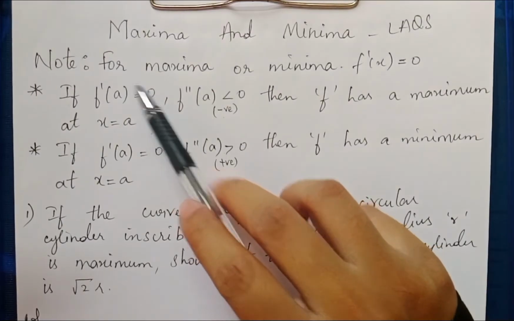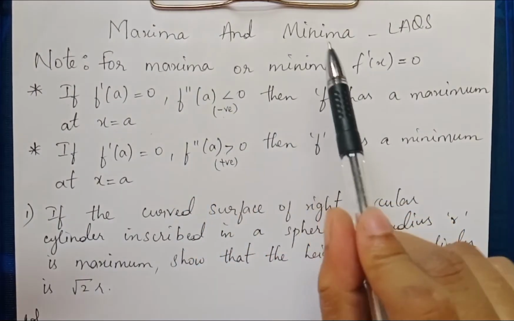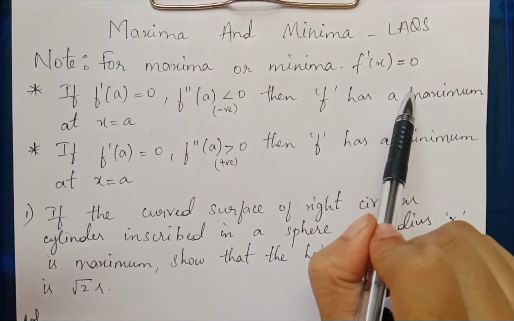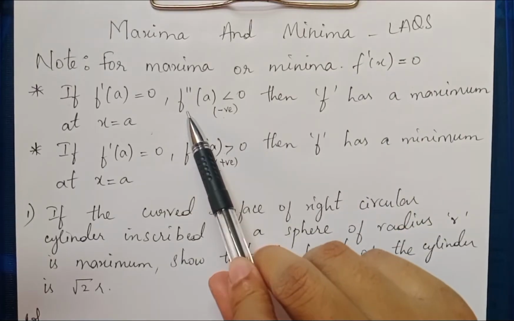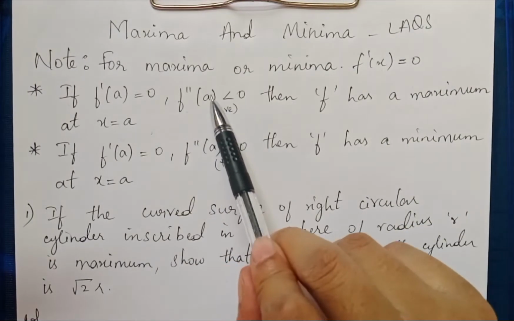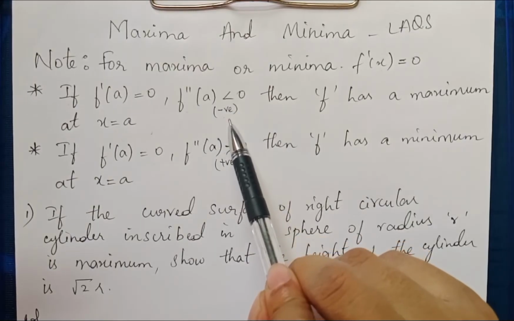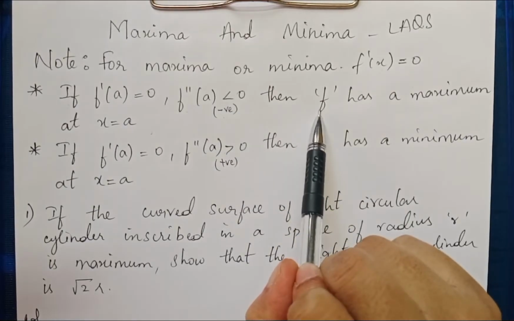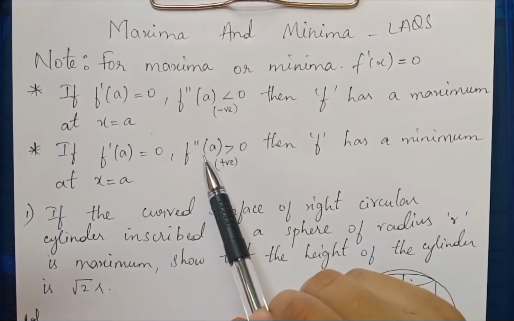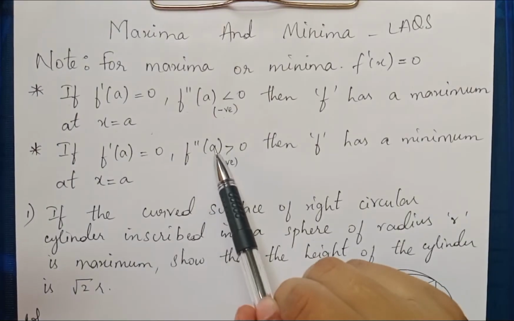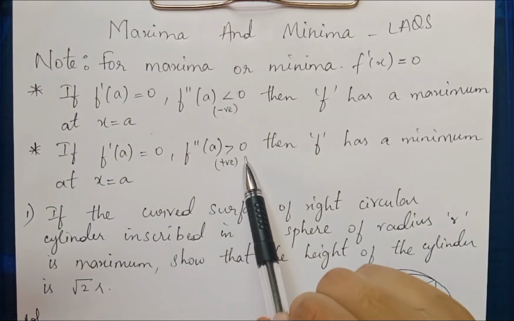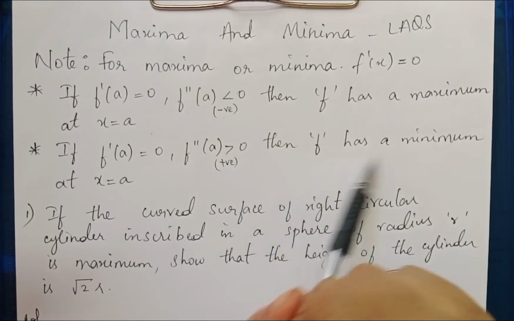The first one is, for any maxima or minima, the function f dash of x is always equal to 0. And we have to differentiate the function twice. If its value is less than 0, which will be a negative value, then the function is maximum. And if the function differentiated twice is positive, greater than 0, then the function is minimum at x equals a.